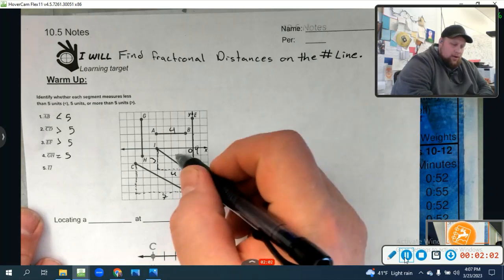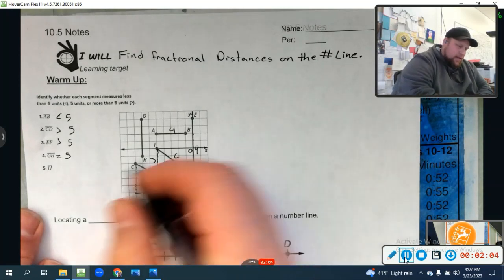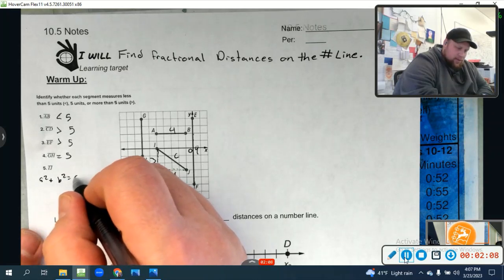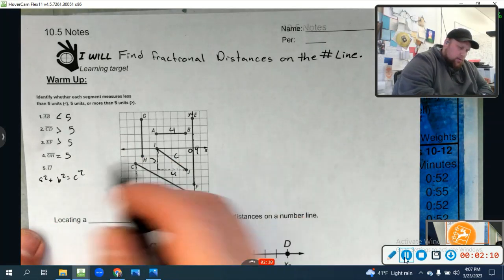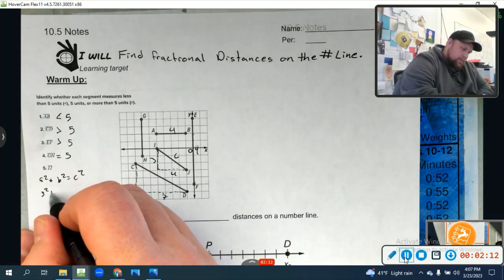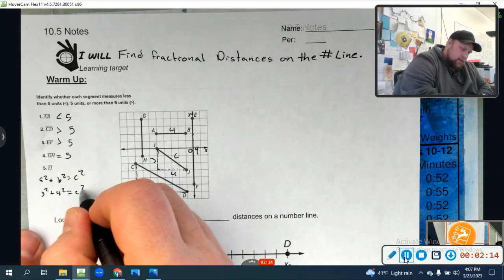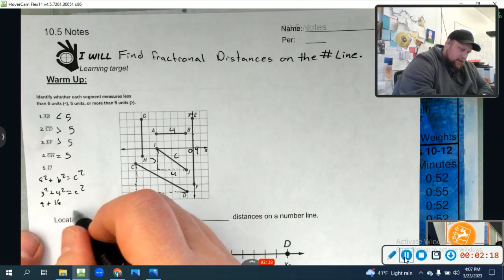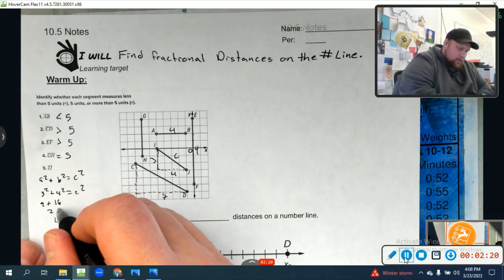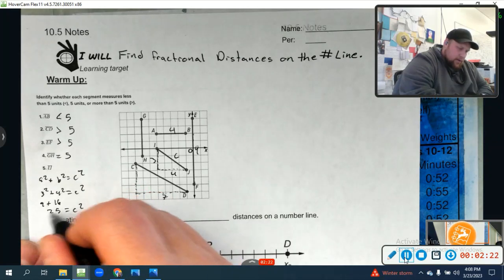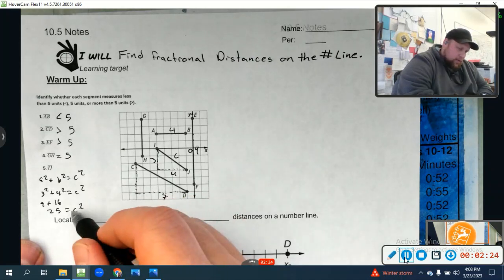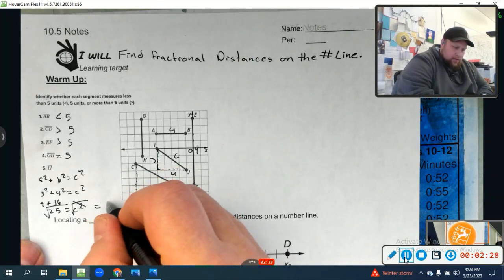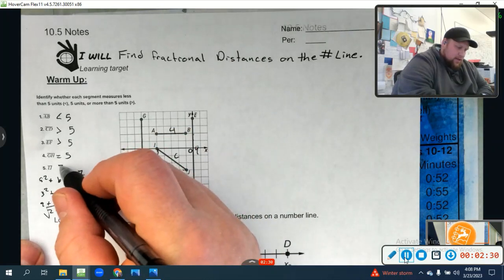Here's what I know. This is my hypotenuse, so it's C, and remember the Pythagorean theorem: A squared plus B squared equals C squared. So my legs are 3 and 4, so that's 3 squared plus 4 squared equals C squared. 3 squared is 9 plus 16, that's 25 equals C squared. Well, to get to C, I have to square root both sides. What's the square root of 25? It equals 5. So this equals 5.